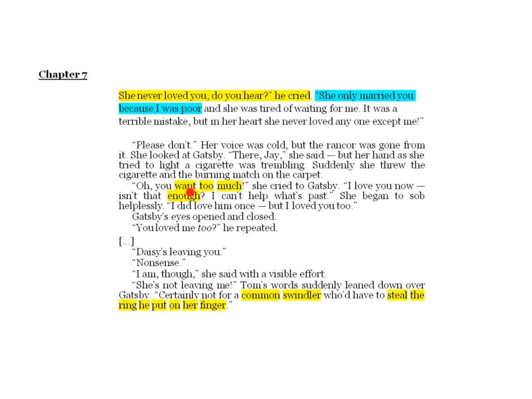You want too much. I love you now. Isn't that enough? So, language of quantities and amounts again. And then we have Tom's retort, his comeback: a common swindler who'd have to steal the ring he put on her finger.